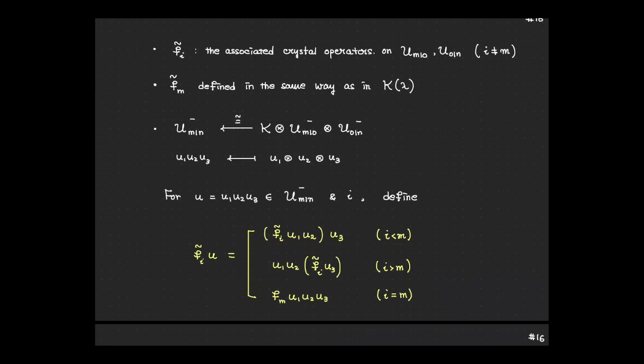For each i, the crystal operator Fi tilde on U in U minus is defined in the following way. There is an isomorphism of vector spaces between U minus and the tensor product of the subalgebra K and U minus M and U minus N by multiplication. Then for the even simple root with positive squared norm, we define Fi tilde to be the one acting on the first two components.